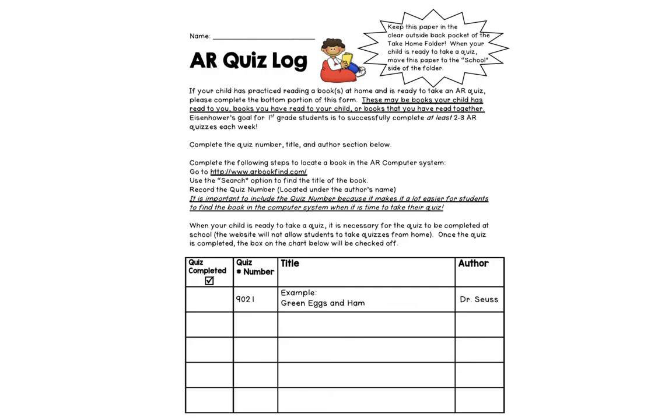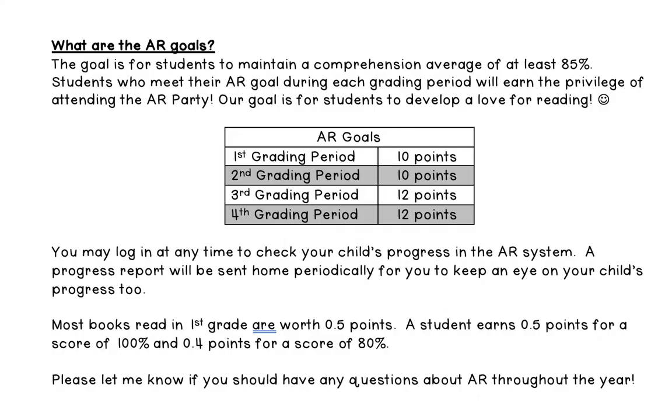For the first and second grading periods, the goal for first graders is 10 points. And for the third and fourth grading period, the goal is 12 points. Typically, most picture books at the first grade level are worth about a half a point each. And the number of points that they get depends on how many questions that they get correct.